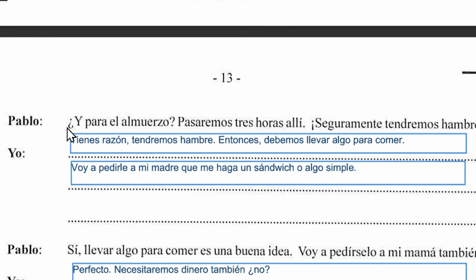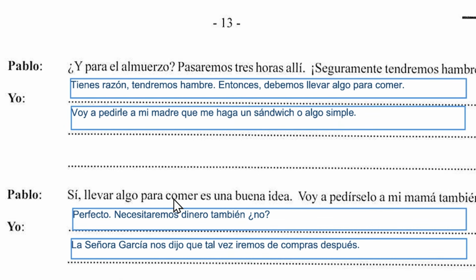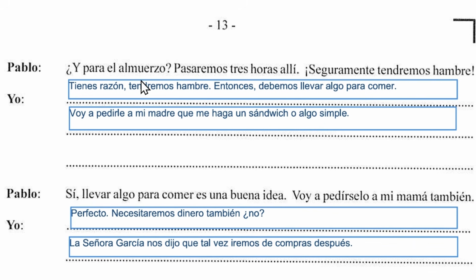So Pablo asked us, and for lunch, we will spend 3 hours there. Surely we will be hungry. And then in the next line, he says, yes, bringing something to eat is a good idea. I am going to ask that to my mother as well. So this gives us a clue on how to respond here. So we couldn't say we can go out to eat afterwards or something like that because that wasn't mentioned. He said we're going to bring something to eat. So we need to mention that. He also said, I am going to ask my mother about that as well. So we would have mentioned asking her or mother something here as well.